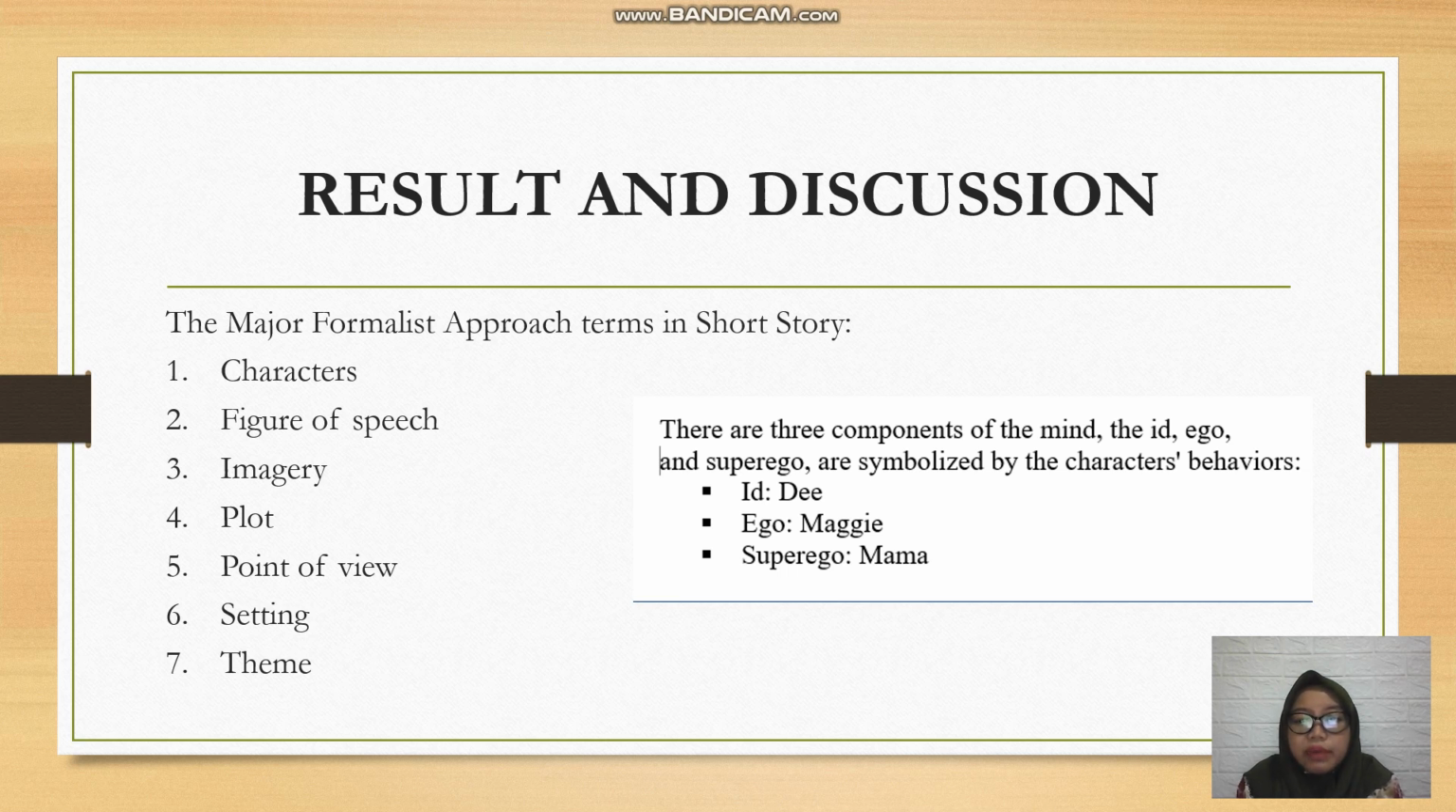There are three components of mind in this short story. They are id, ego, and superego. The id is symbolized by character Dee, and the ego is symbolized by character Maggie. The last is superego. It is symbolized by character Mama or Mrs. Johnson.